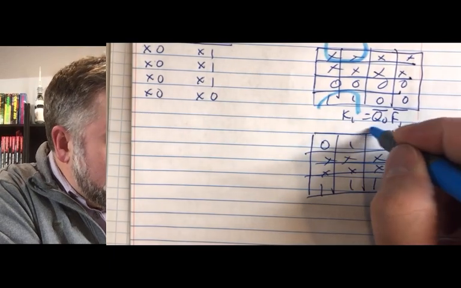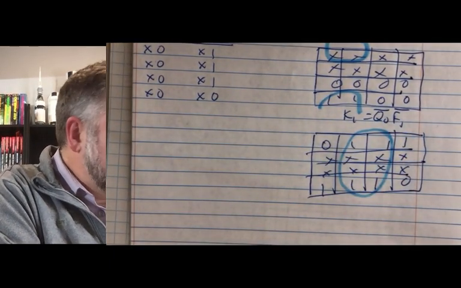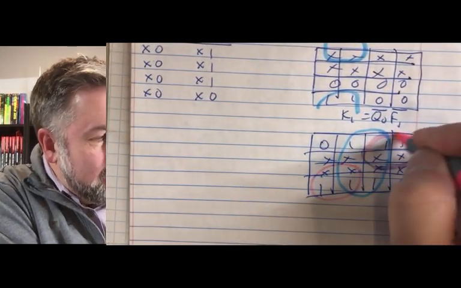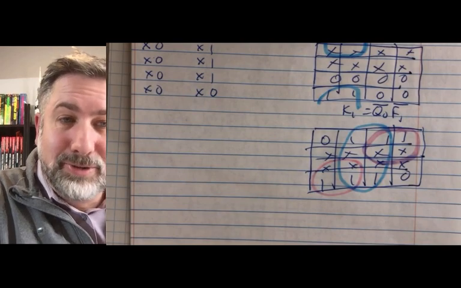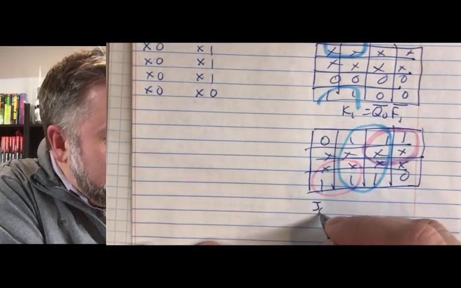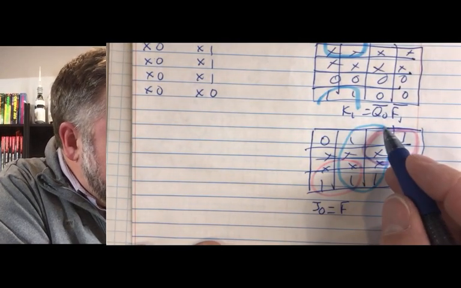And we'll group right here, a nice big group. And what else can we see? There's actually two here. There's a group like this and a group like this. And if you're paying attention, you would see that these are actually an exclusive OR term as well. So this is J0 is just equal to F0, this stuff here. Let's label them again.